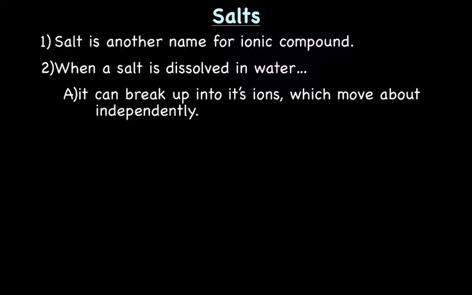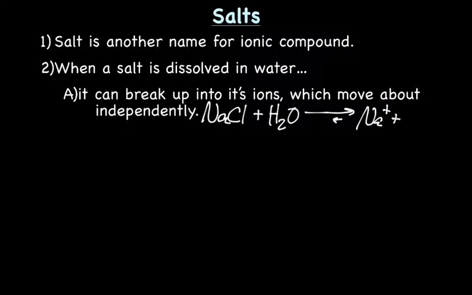First, when you dissolve a salt in water, it can simply break up into its ions, which then move about independently. So for example, if we took table salt, NaCl, and mixed it with water, we would end up with pretty much a forward reaction of sodium ions and chloride ions and still water. So basically all that happens when this salt dissolves is that you end up with two ions floating in water.